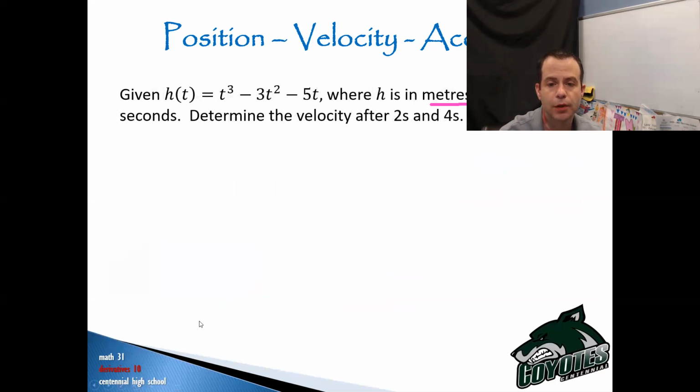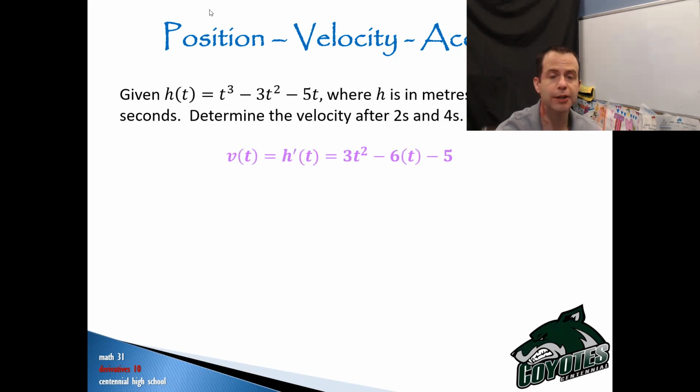Okay, so given h of t is t cubed minus 3t squared minus 5t, where h is in meters and t is in seconds. Determine the velocity at 2 seconds and at 4 seconds. Well, in order to determine the velocity, I need the velocity function, which will be the derivative, in this case, of h of t. So the derivative of that will be 3t squared minus 6t minus 5.